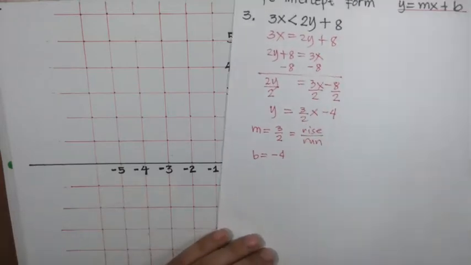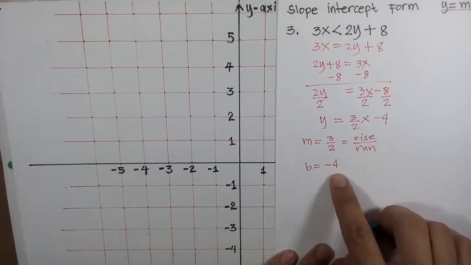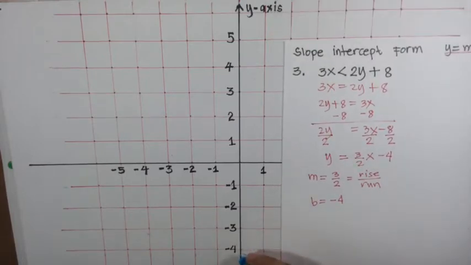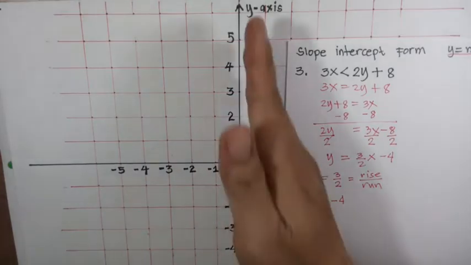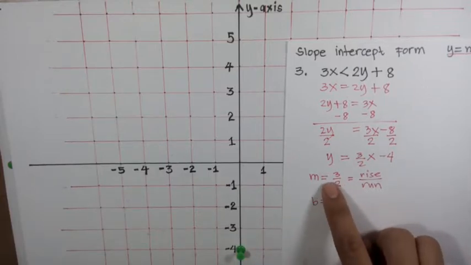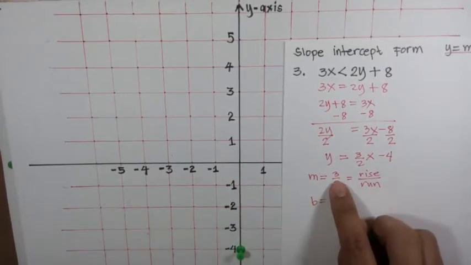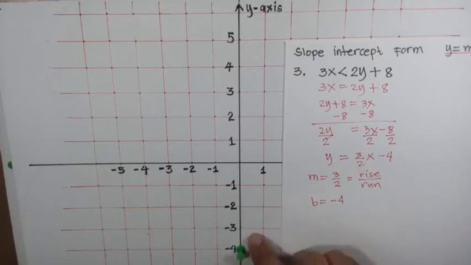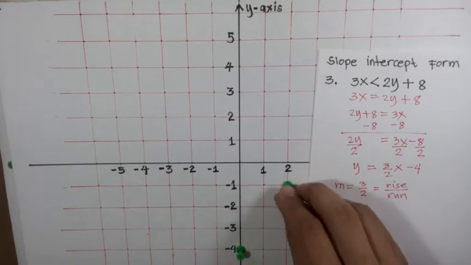So the y-intercept is negative 4. We will start from the y-intercept. The y-intercept is negative 4. So meaning to say from here. Okay, locate that y-intercept on the y-axis. Now, next, from the y-intercept, which is negative 4, you look at the slope. The rise is positive, so meaning to say you go up, because if this is negative, we go down. Since the rise is positive, you go up 3 units. So from here, we have 1, 2, 3. And the run is positive, so you go to the right 2 units. 1, 2. Okay, here.